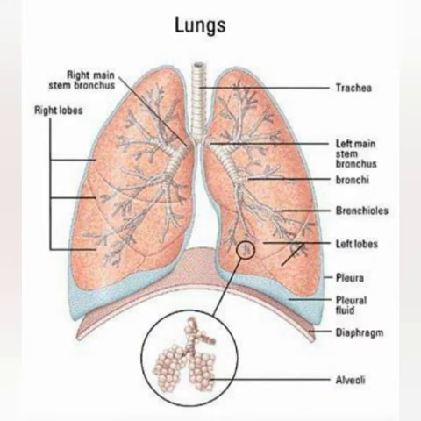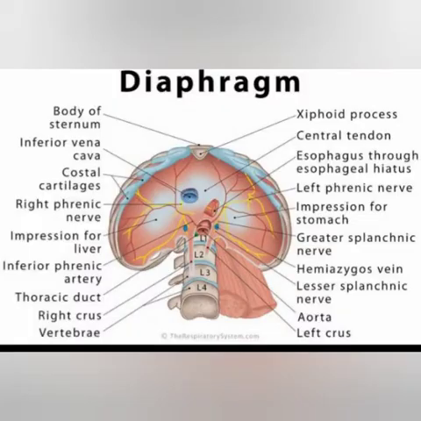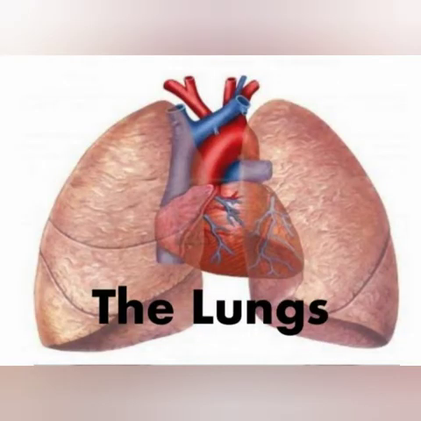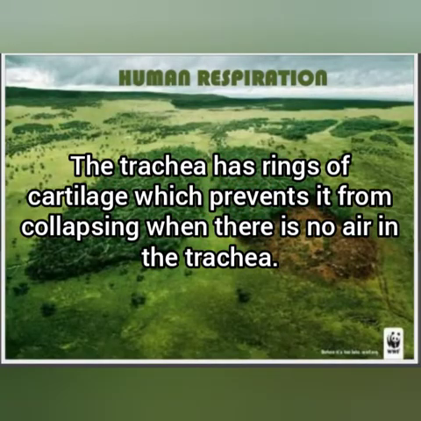Air enters through the nostril. The hair and mucus trap the dust particles. It then passes through the pharynx, larynx, trachea, bronchi, and enters the lungs. The trachea has rings of cartilage which prevent it from collapsing when there is no air in the trachea.